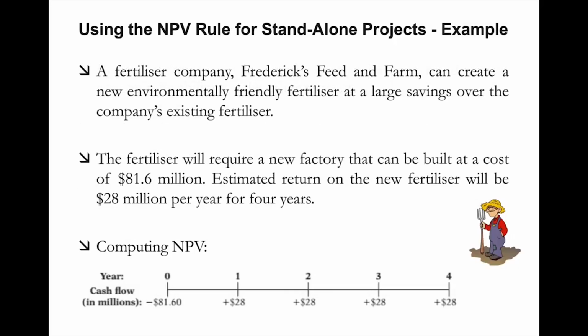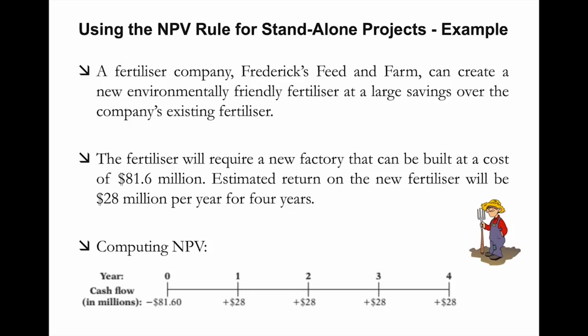So here we look at using the NPV rule for a standalone project. A fertilizer company, Frederick's Feed and Farm, can create a new environmentally friendly fertilizer at a large savings over the company's existing fertilizer. The fertilizer will require a new factory that can be built at a cost of $81.6 million. The estimated return on the new fertilizer will be $28 million per year for 4 years.